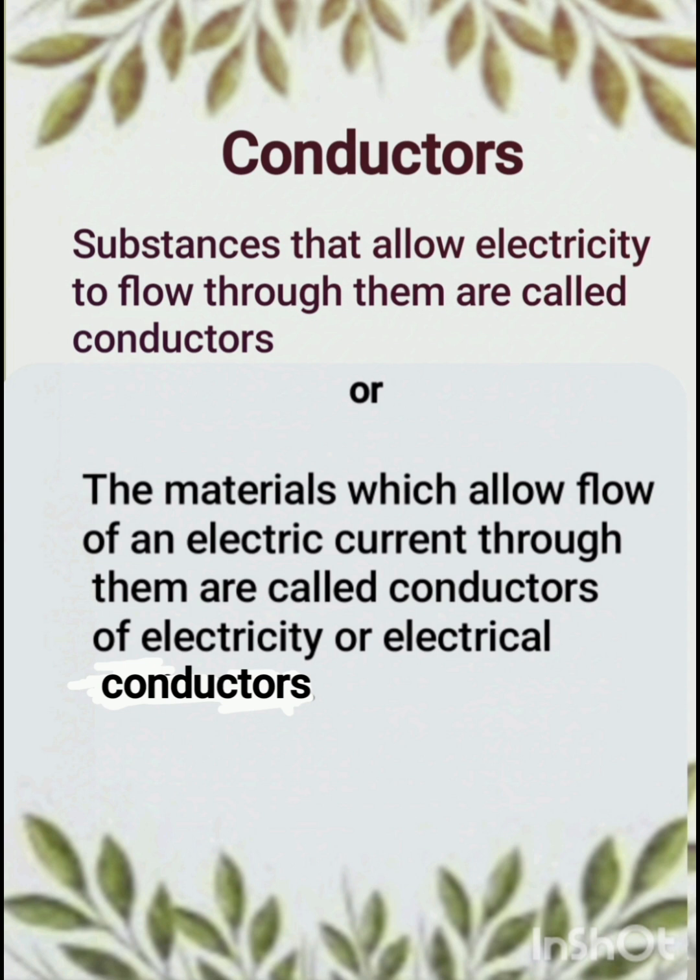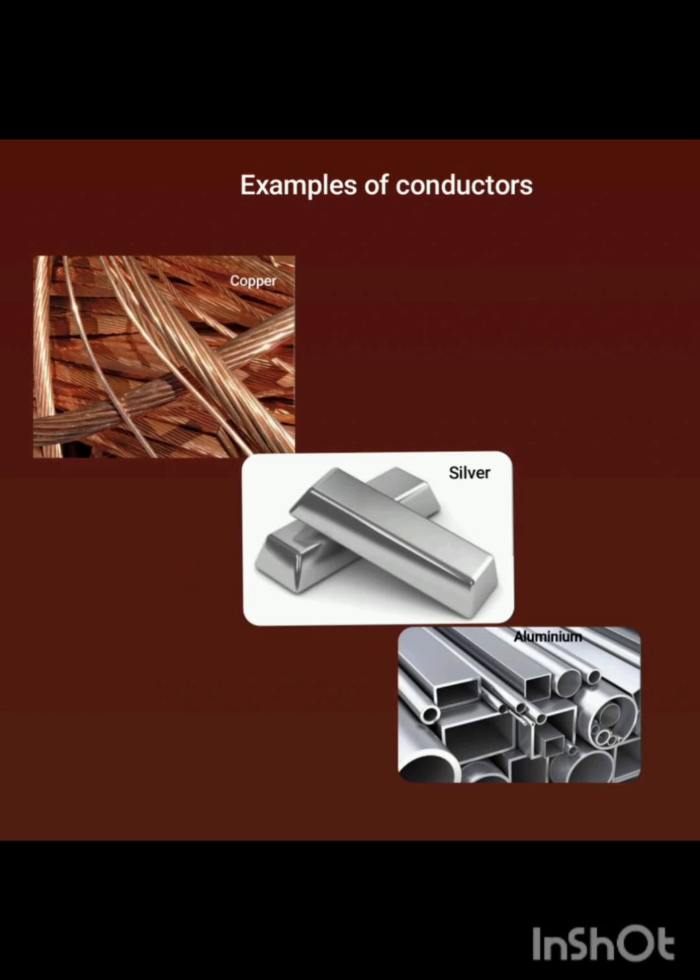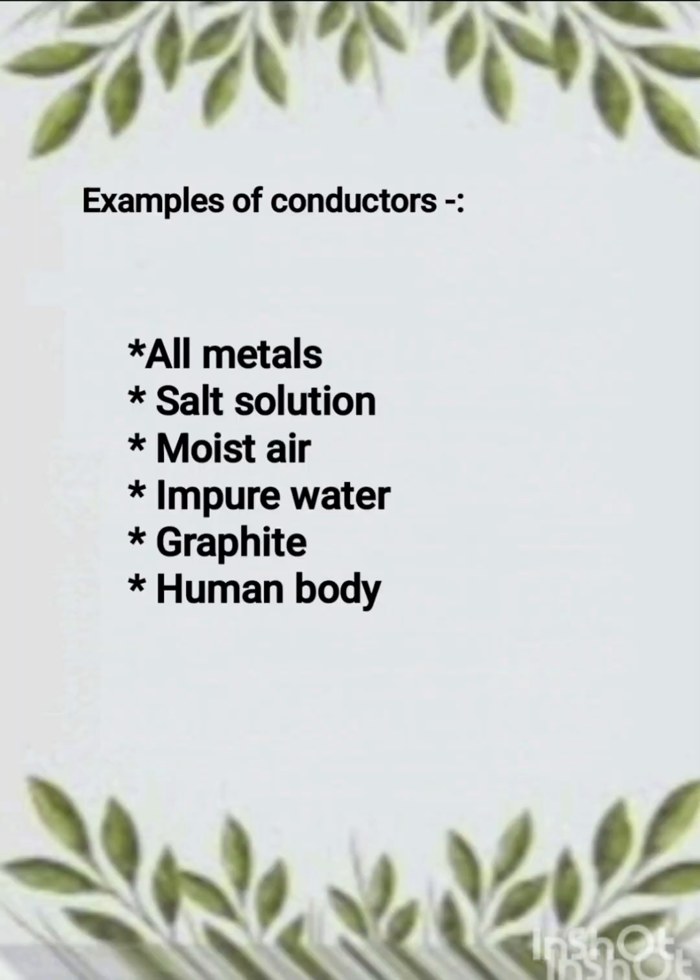Or we say the materials which allow flow of an electric current through them are called conductors of electricity or electrical conductors. All metals, gold, silver, copper, iron, aluminium, salt solution, moist air, impure water are good conductors of electricity. Even the human body also.